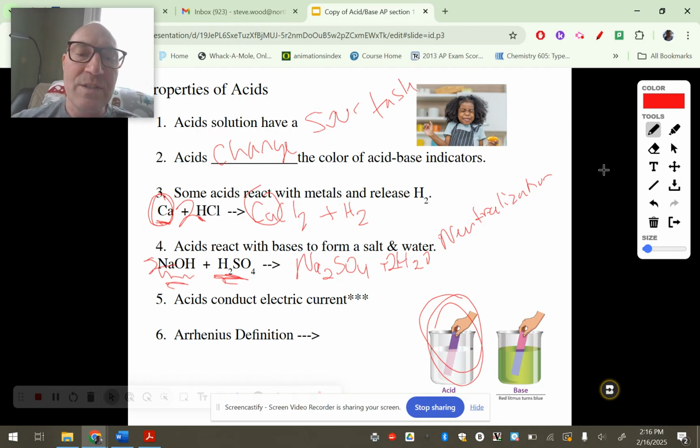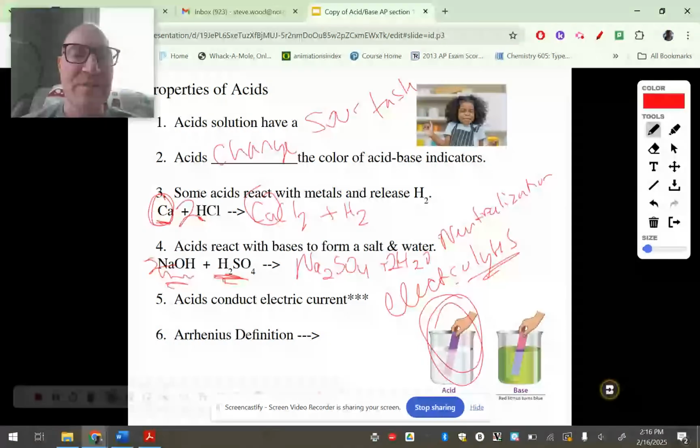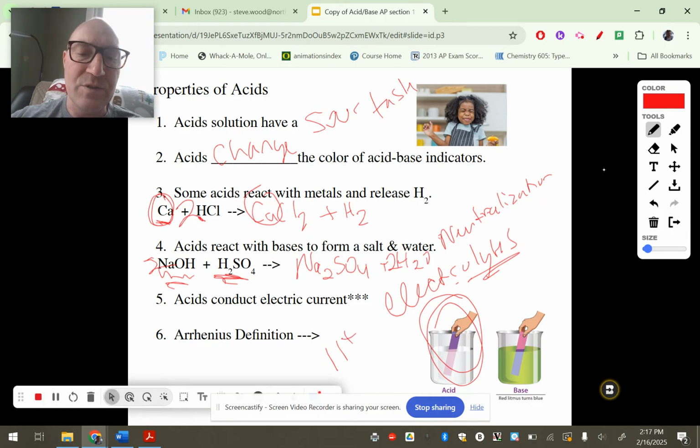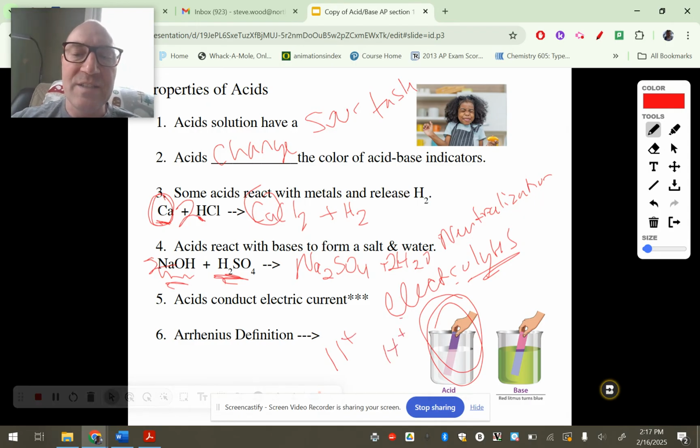So acids also conduct electricity. They are electrolytes, and if you remember that from a previous unit, electrolytes produce ions when you put them in water. And so you get lots and lots of ions with acids. In fact, the definition we often worked with is that an acid, according to Arrhenius, is anything that produces H+ ions in solution. If you make lots of H+, you are a very strong acid. All right, so let's get rid of that.